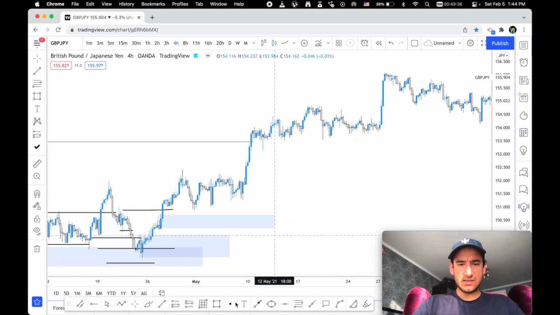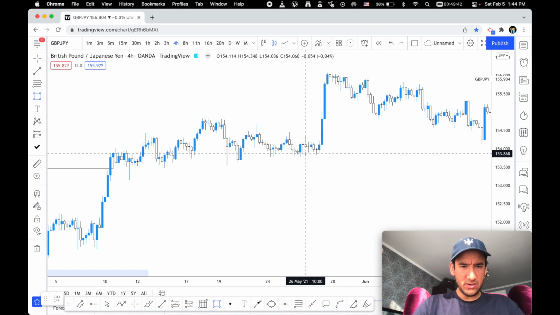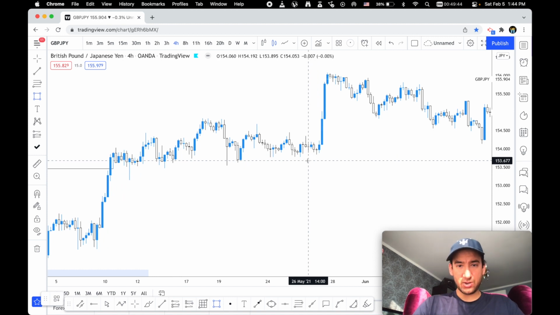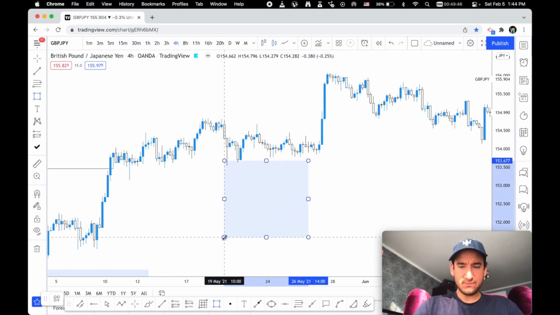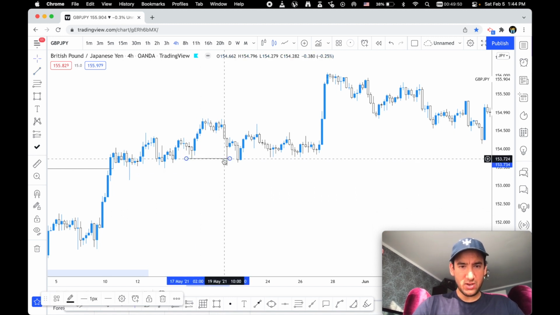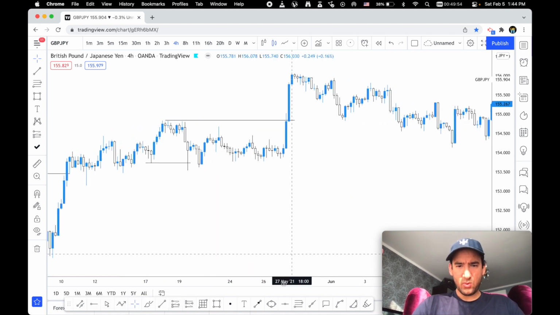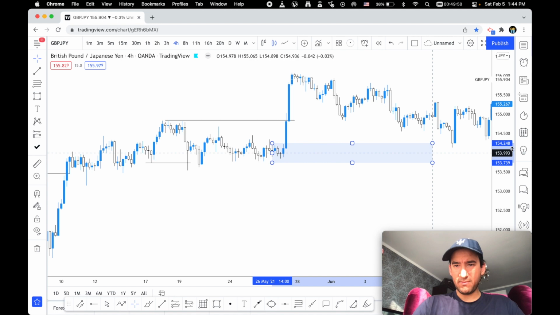Now we're going to wait and see if we can catch other CHOCHs in the market. Let's see over here. We clearly have another CHOCH right over here. Right over here we have a break of structure below and a break of structure above. Wait for the markets to pull back, and then this would be your order block right here, your entry.